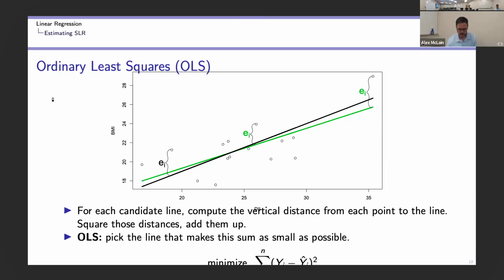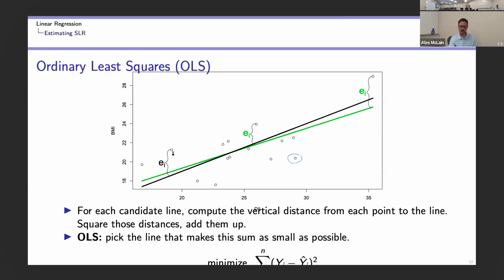So to choose the line, we're going to use something called the least squares method. For any particular line, we can get what we call the residuals. So we see EI here. That's going to be the difference between the fitted line and the observation. And down here, we have the difference between the fitted line and the observation. So all these points would have one of those residuals for this green line. Similarly, with the black line, we could estimate the residuals for all observations.